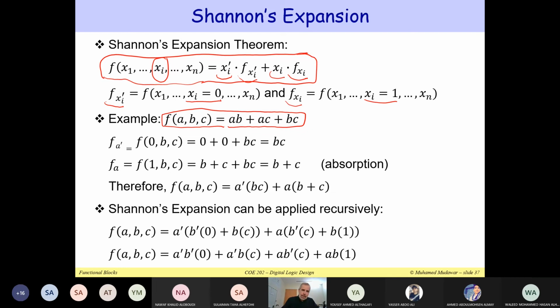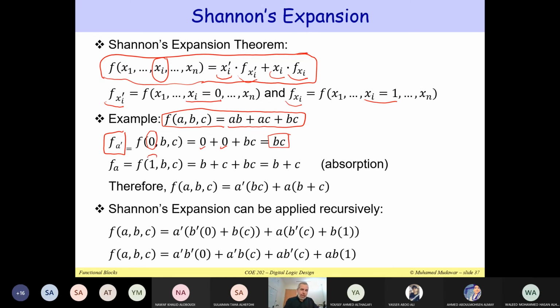Okay. So let us replace a with 0. Then this will give me f sub a prime. When you replace a with 0, 0 and b gives 0, 0 and c gives 0, or bc. So basically, you get the expression bc, b and c. Now that's when a is equal to 0.